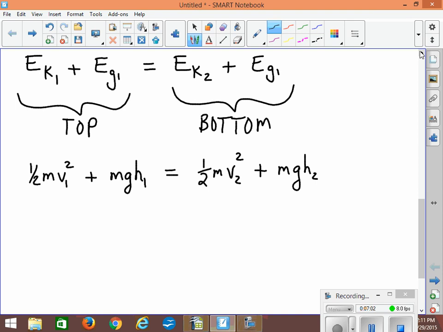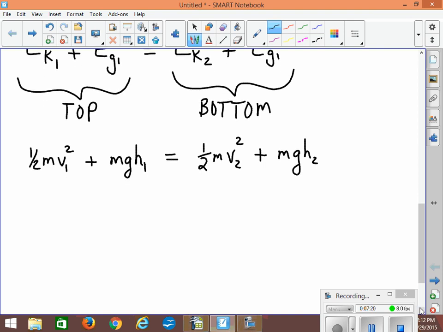This, in a sense, is the mathematical version of the law of conservation of energy that we would say in English. Energy is not created or destroyed, it can only be changed from one form to another. The total energy at one point has to be the same as another, and so on. This is the mathematical way of describing it.